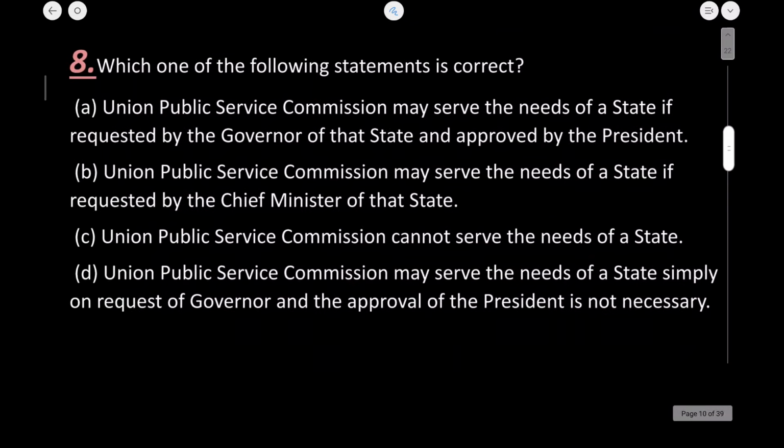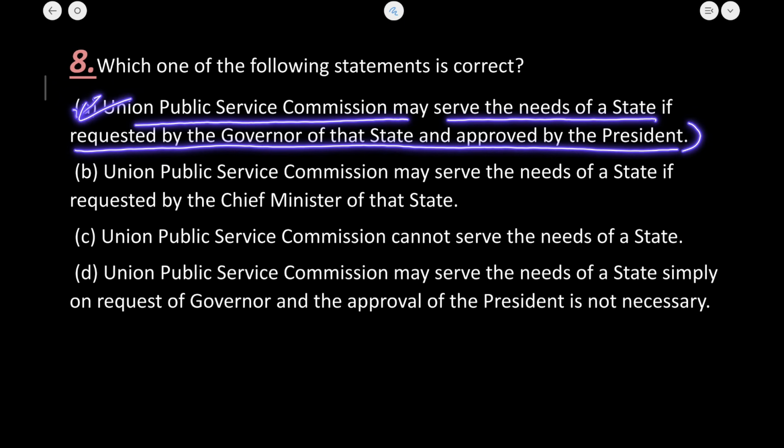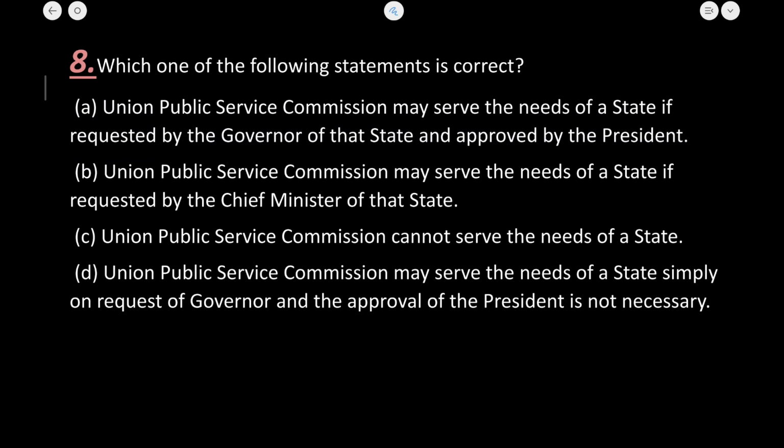Next is, we have to tell the correct statement here. So Union Public Service Commission may serve the needs of a state if requested by the Governor of that state and approved by the President. Yes, the statement is absolutely true. If the Governor requests the UPSC, then the UPSC can serve the needs. Okay, other than that, each of the options is not correct.